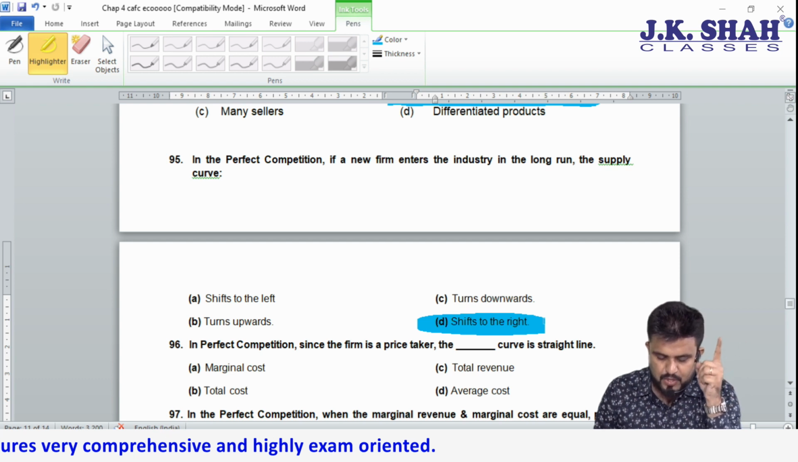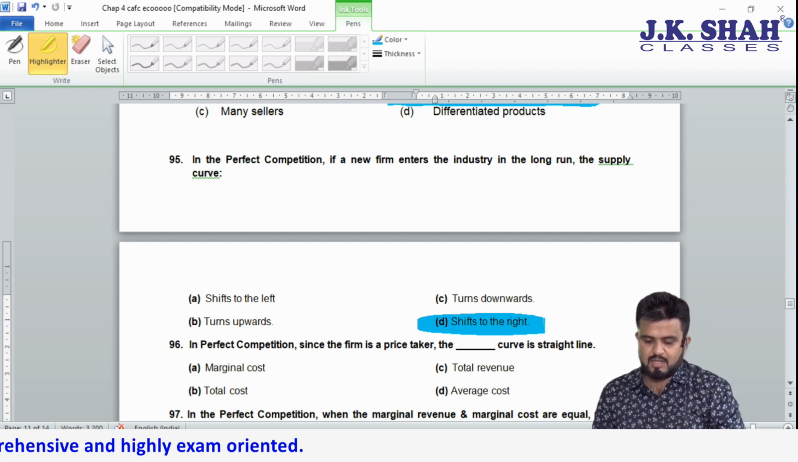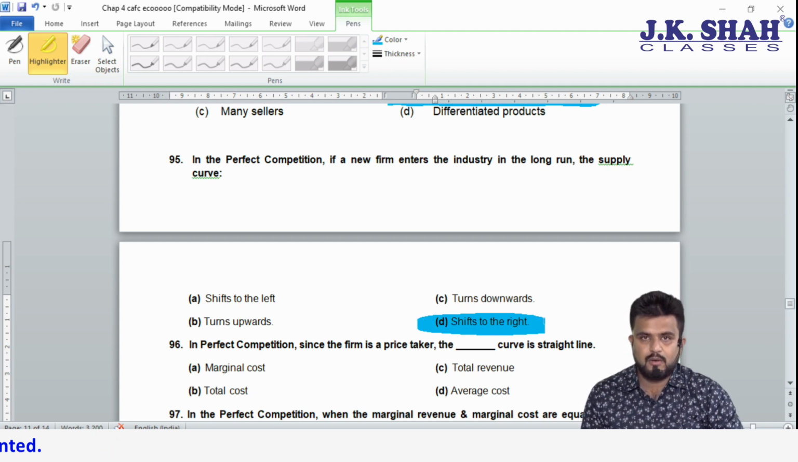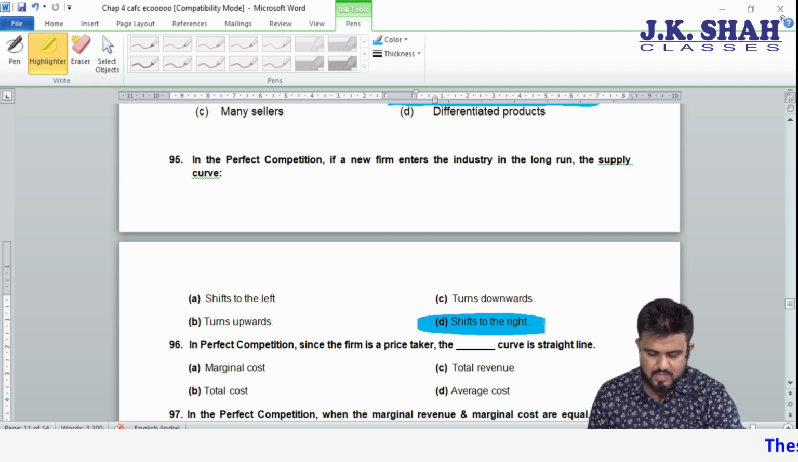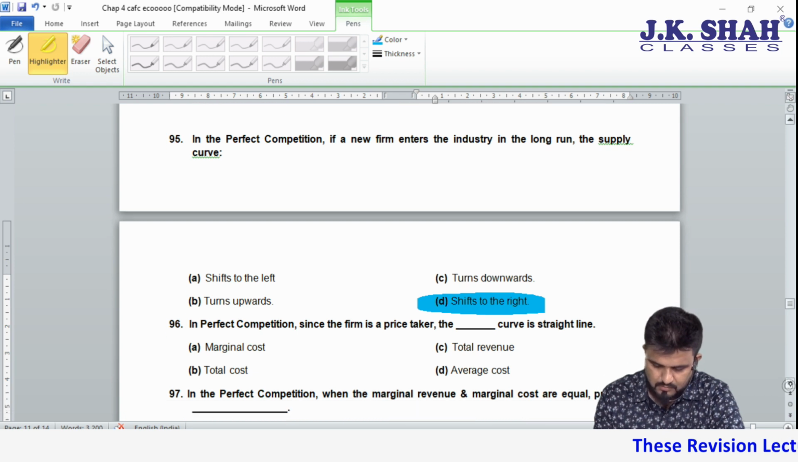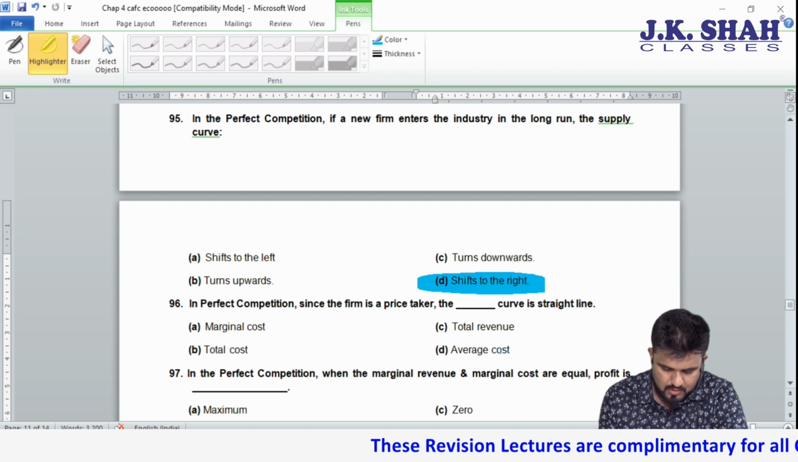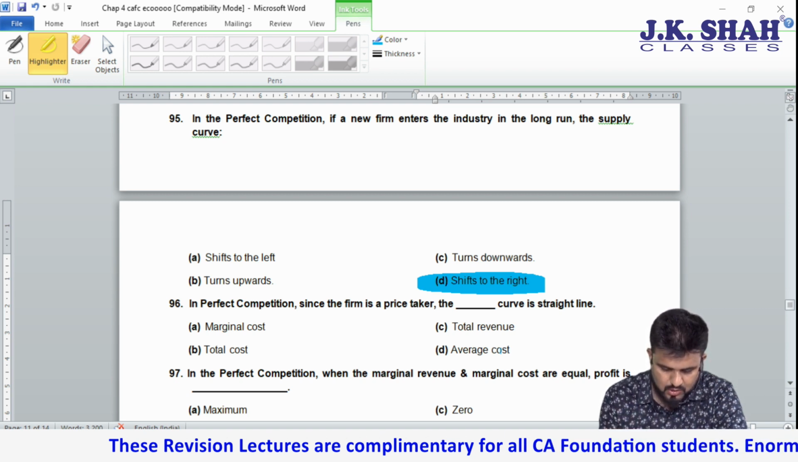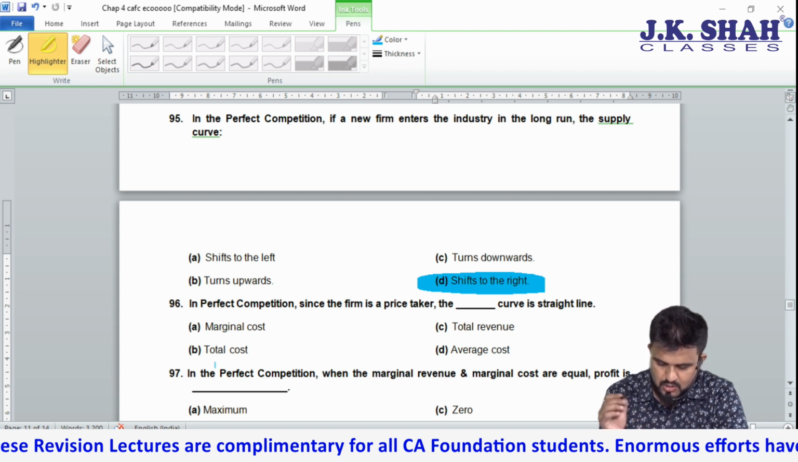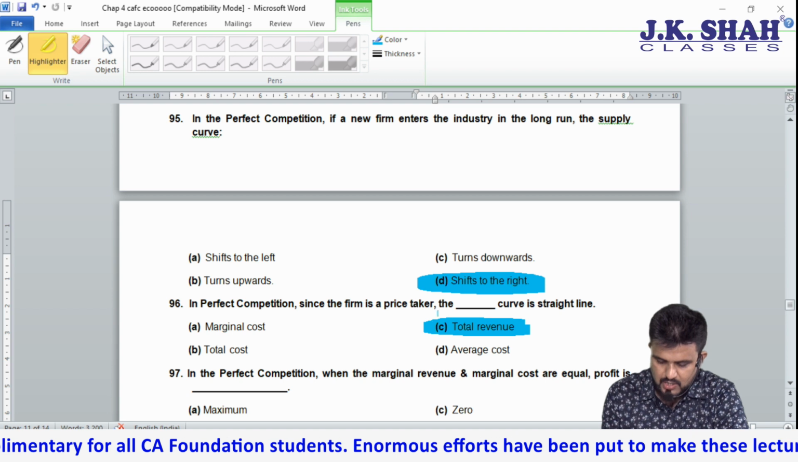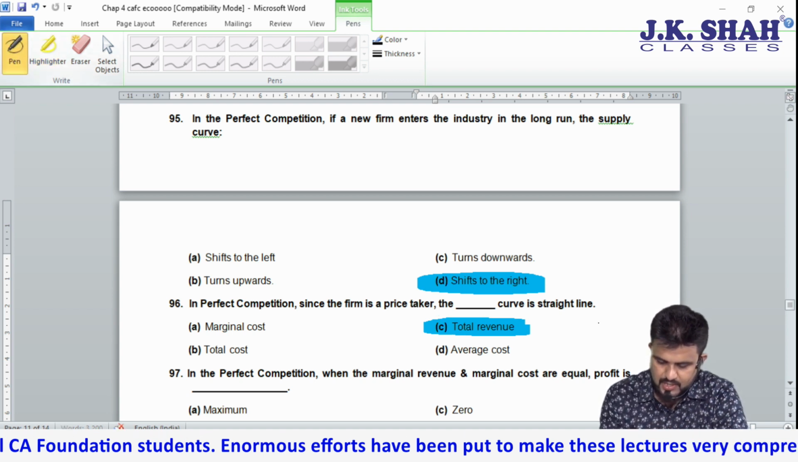In perfect competition, since the firm is a price taker, the dash curve is a straight line. Which curve is a straight line? Marginal cost, total revenue, average cost, average total cost. TR is an upward sloping straight line.